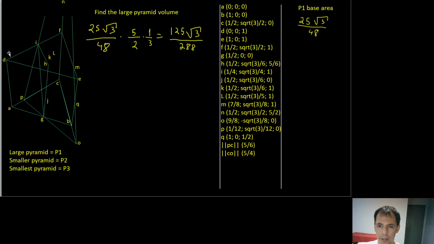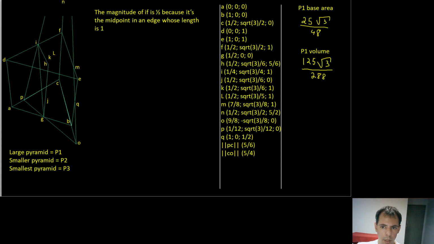Okay, find the large pyramid volume. So you take the base of the bottom triangle times the height. The height is the z value of N, the z value of N in here, and divided by 3. Why? Because that's the formula for the volume of the pyramid. It's the area of the base times the height divided by 3. So you have this thing here. That's the volume of the large pyramid.